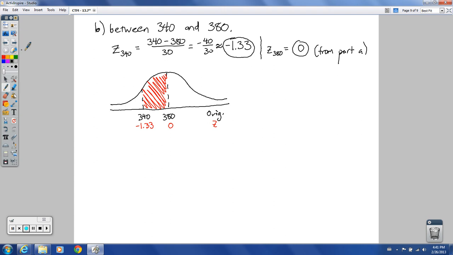So this area would be equal to, well, think of it this way. Since it's symmetric, if you had 1.33 over here and you drew a little line there and figured out that area, that has to be the same as this one. That's the thought process here. So negative 1.33 is going to be the same as positive 1.33 because it's symmetric.